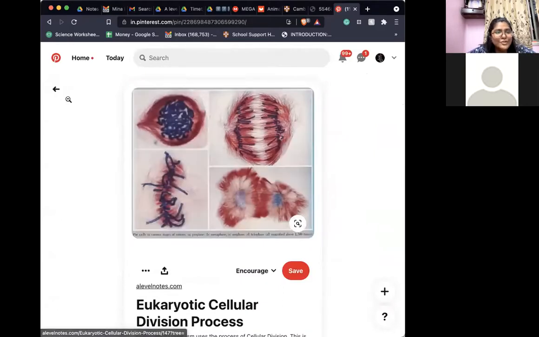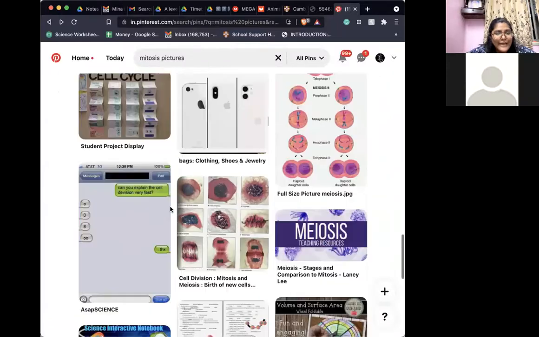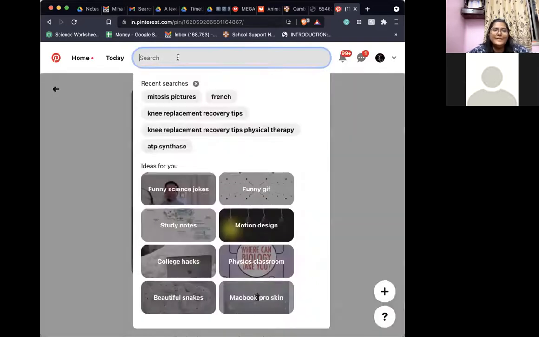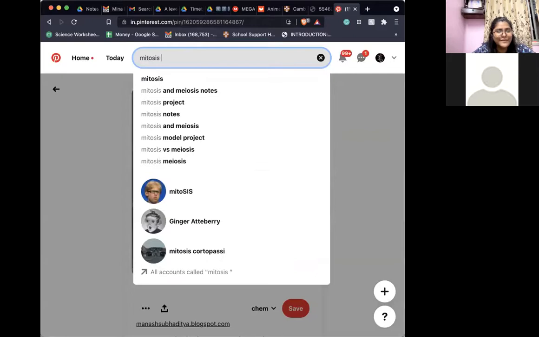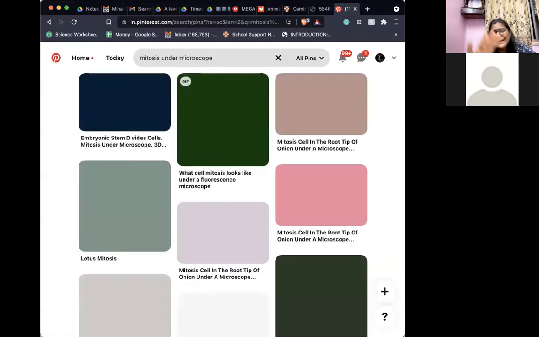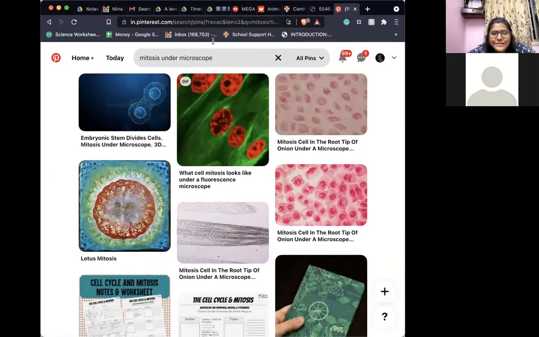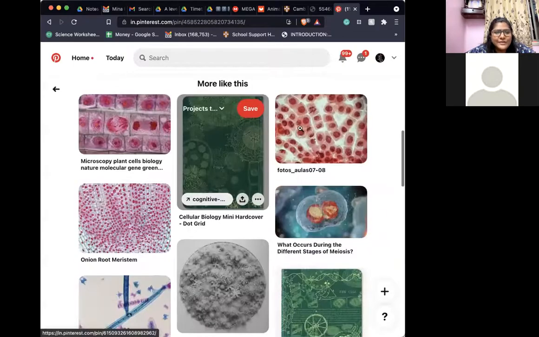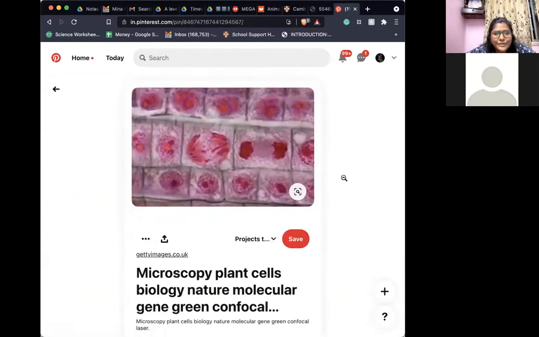This is something that has been drawn. Okay, if you want to look at the pictures in more detail, this is how you're going to be able to see that. So I'm just going to type some keywords here for you so that you could use that for making your own notes. So I'm going to say mitosis under microscope. Now, these are all the things that automatically come into my search history because I probably search them every year. Okay, but you might have to do a little bit more digging in order to get these pictures. So here is a very beautiful picture where you're able to see all those phases taking place.